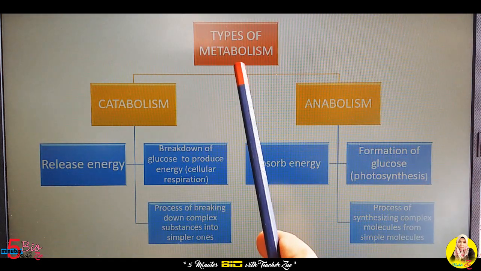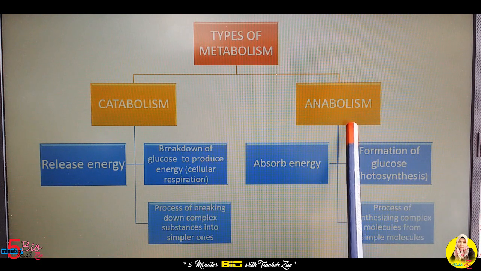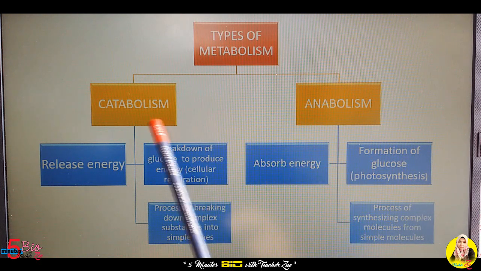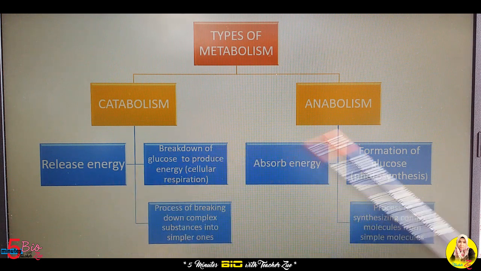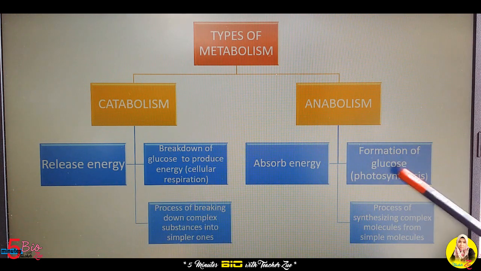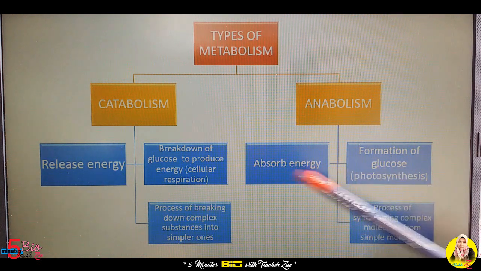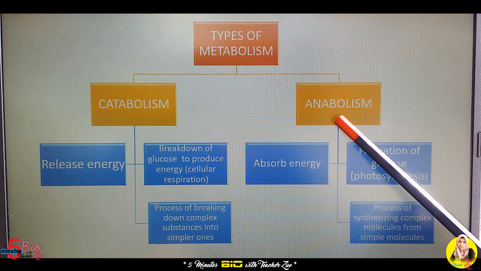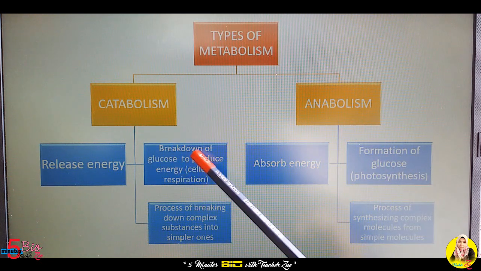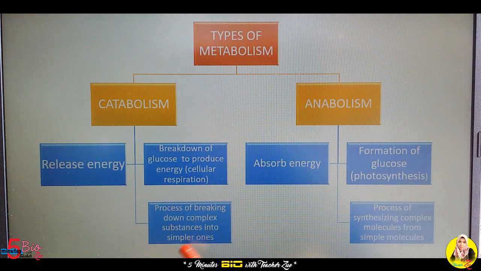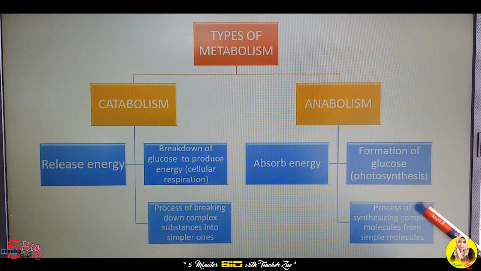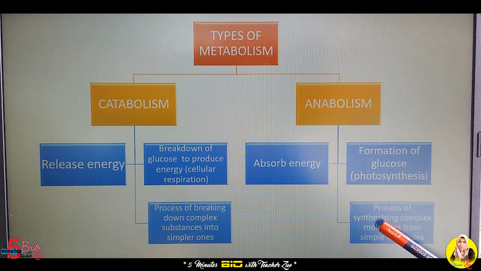We can divide metabolism into catabolism and anabolism. What is catabolism? It is the breakdown of glucose to produce energy in cellular respiration, and it releases energy. While anabolism is the formation of glucose during photosynthesis, and it absorbs energy. So anabolism is the formation, catabolism is the breakdown. Catabolism breaks down complex substances into simpler ones, but anabolism is the process of synthesizing complex molecules from simple molecules.